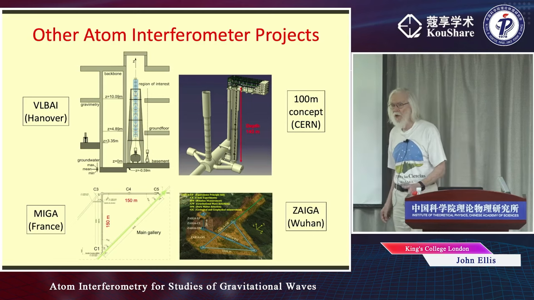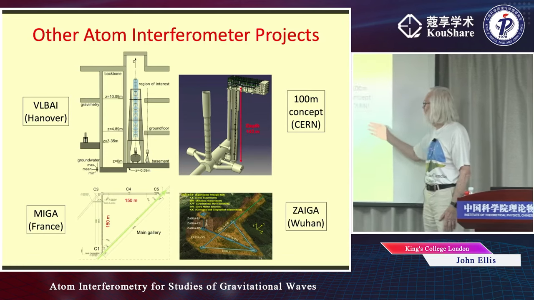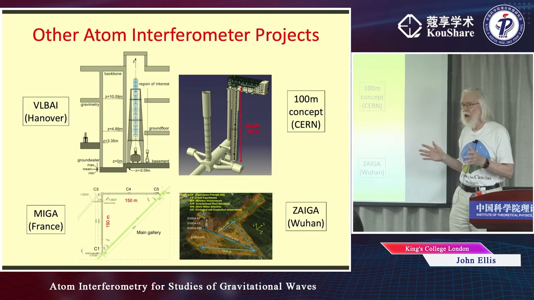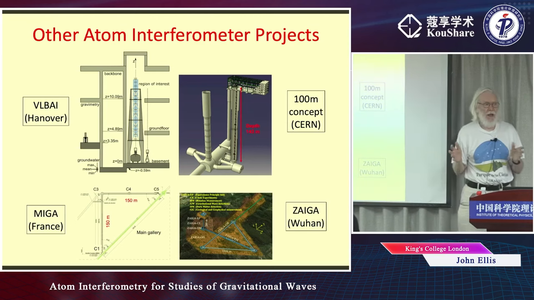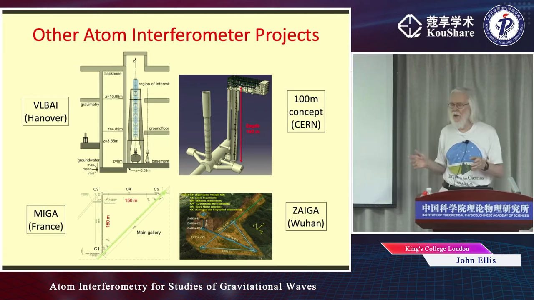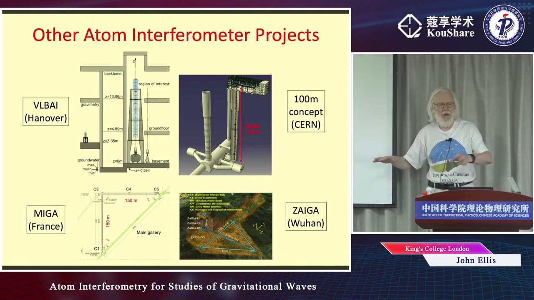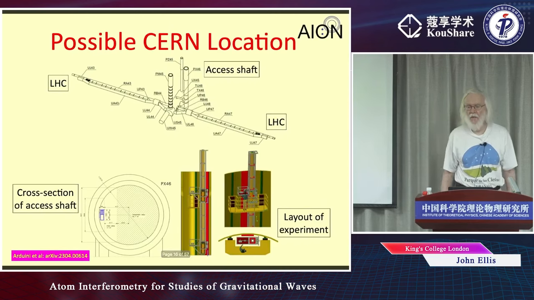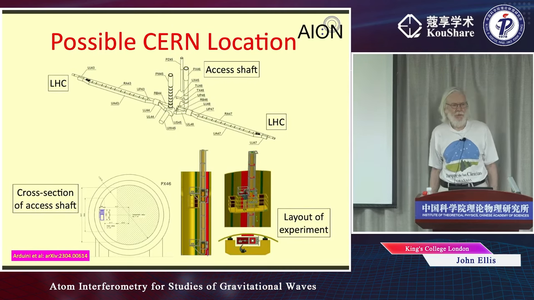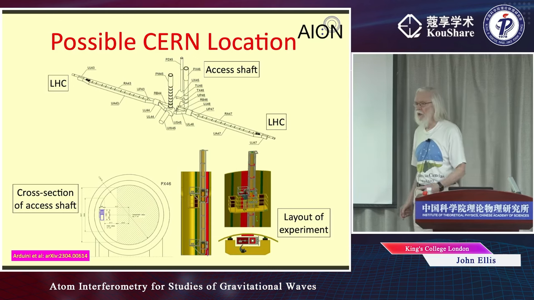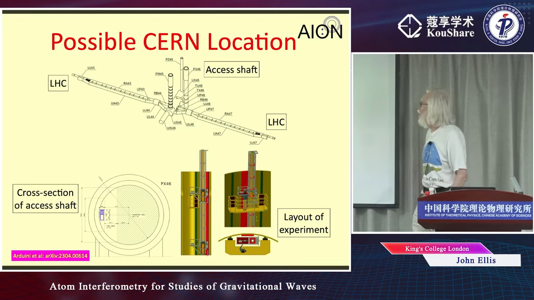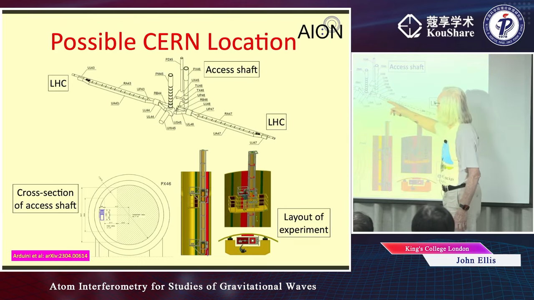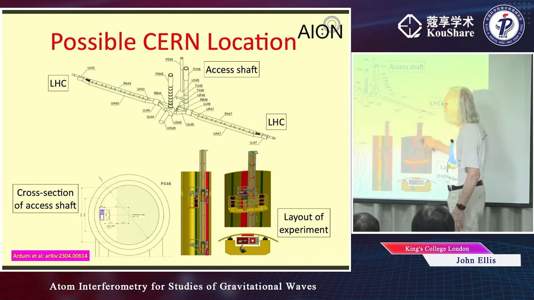And then I'd like to mention also a study that we did at CERN for using possibly one of the access shafts to the LHC. So the LHC is, on average, about 100 meters underground, and it's got many access shafts. And we identified one which is not used very much. And here it is. This is the LHC going along this horizontal tunnel here.